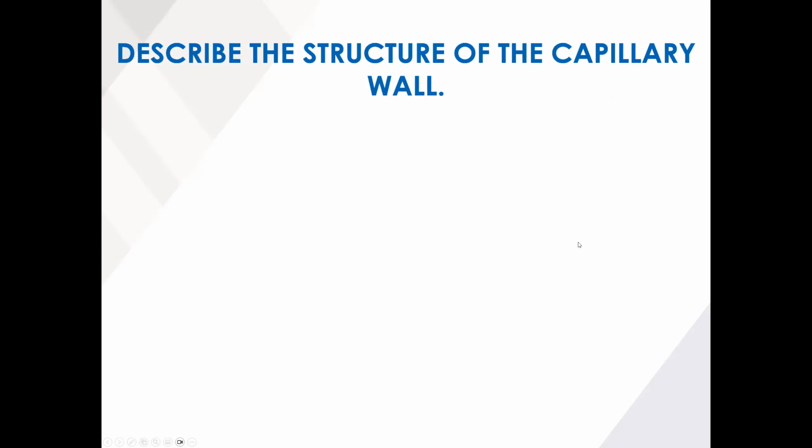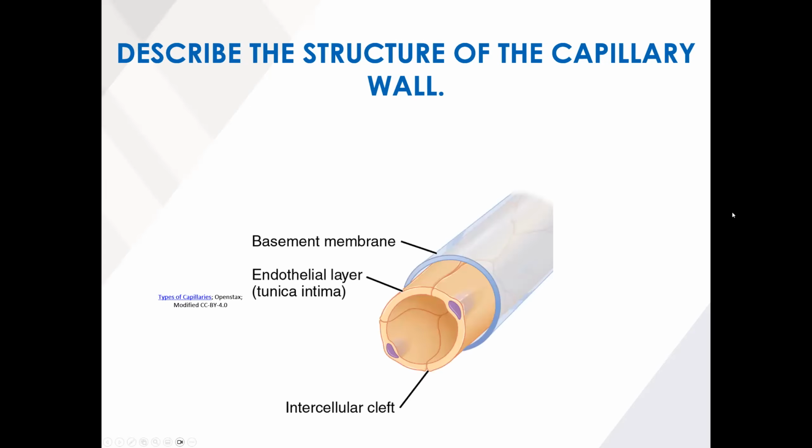All right, describe the structure of a capillary. So what is a capillary made of? So capillaries are going to be really small, right? They're going to be a very thin membrane, so they're only one cell layer thick, and that one cell layer is going to be simple squamous epithelium. And so we're just going to have that one very thin layer, and then they are also going to have a basement membrane around the outside of them.